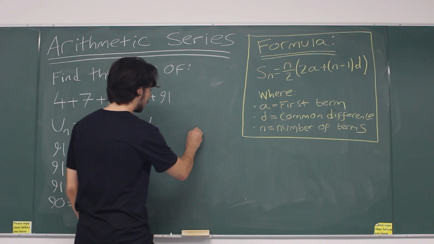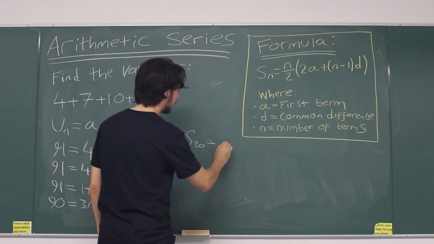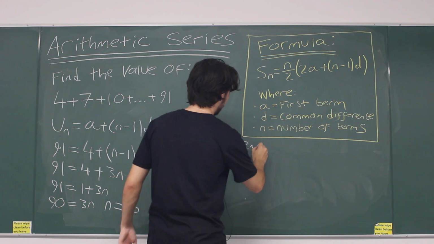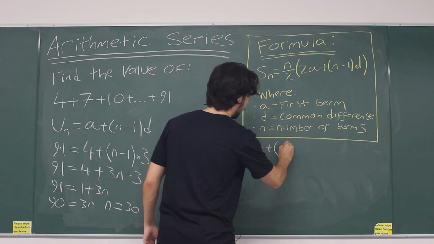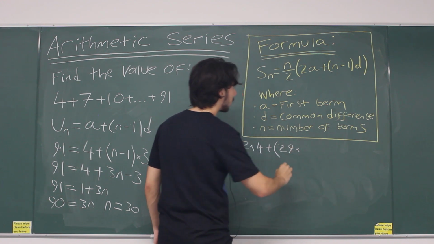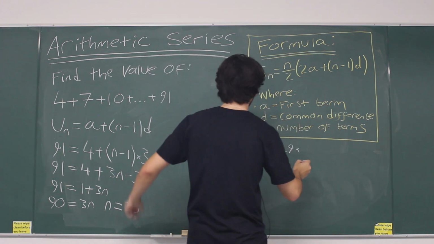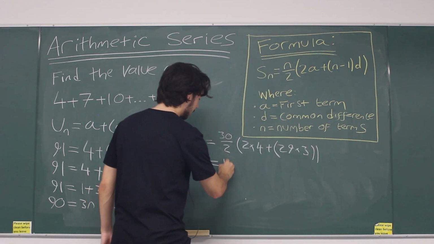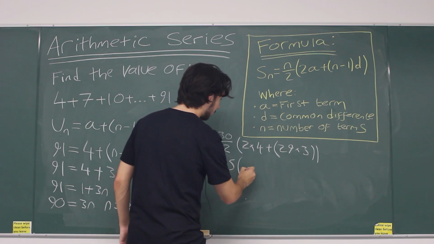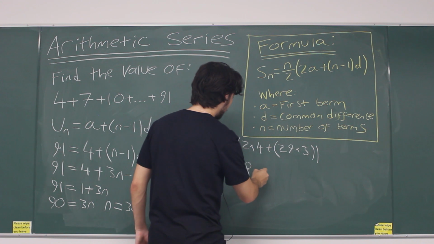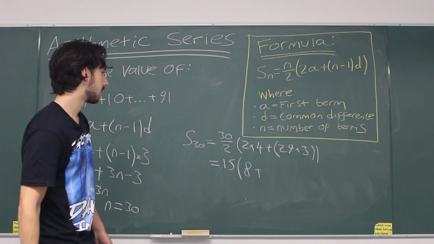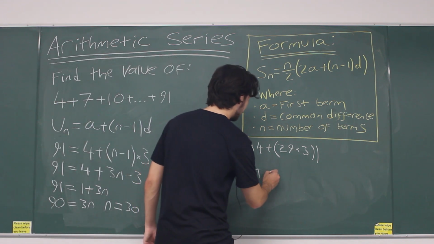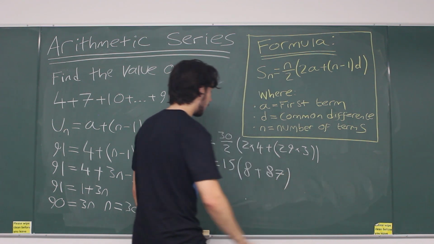So the sum of the first 30 terms is going to be 30 over 2 times 2 lots of the first term, which is 4, plus 29, because that's n minus 1, times the common difference, which is 3. Okay, so what have we got here? 30 divided by 2 is 15. 4 times 2 is 8. And 29 times 3 is going to be 87, right? Yeah, 87. Mental maths.